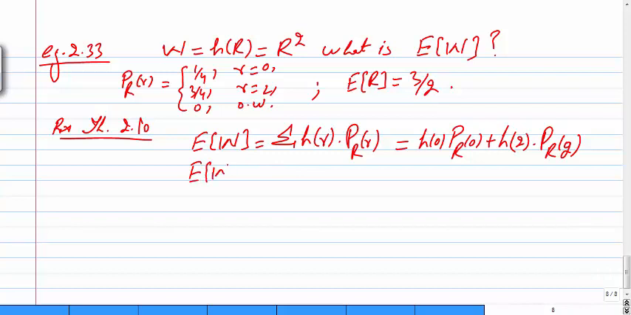So the expected value of W becomes h(0) is 0, so 0 times 1/4, plus when I put 2 here it becomes 4 times P_R(2), which is 3/4. So the result is 3.